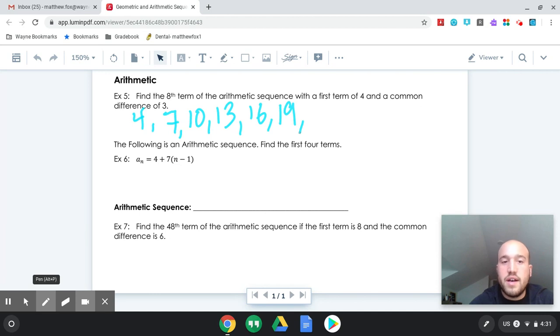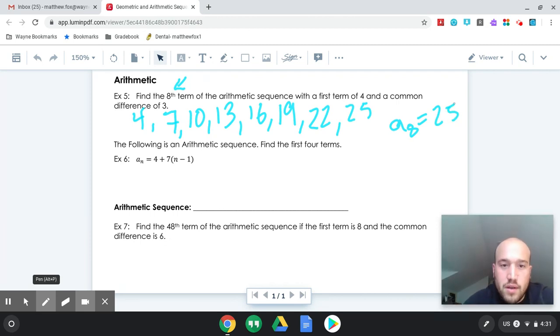Okay, now here it asks us for the 8th term. So 1, 2, 3, 4, 5, 6. So we need a few more. Here's our 7th term. And our 8th term is going to be 25. Now, if you wanted to write that in the proper formatting, we could say A sub 8 equals 25.